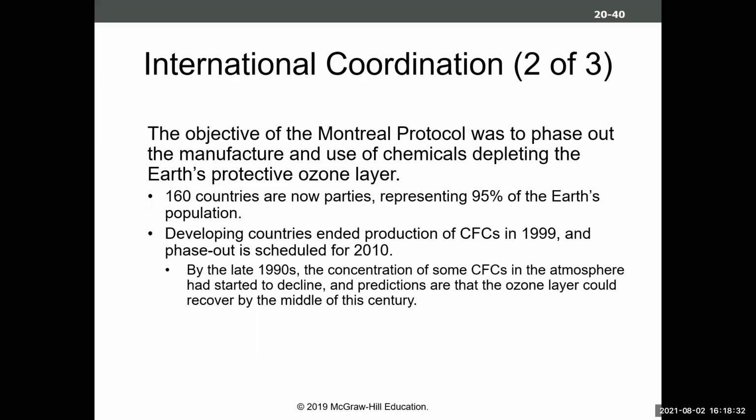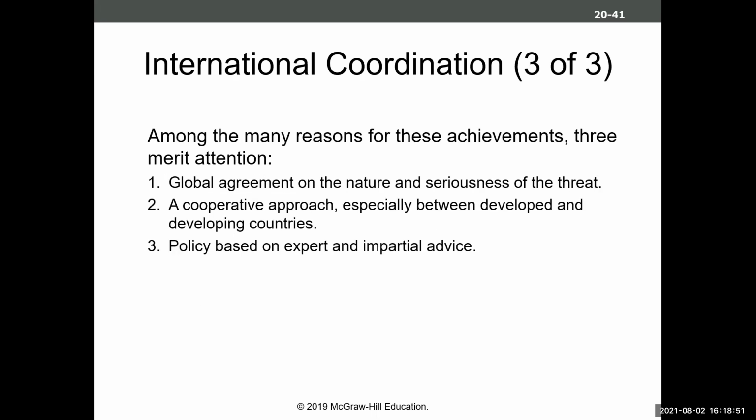We talked about the Montreal Protocol being used to phase out the production of CFCs, and that allowed the ozone layer to start to build back and recover. And it started to thicken back up because of the reduction of the CFCs.